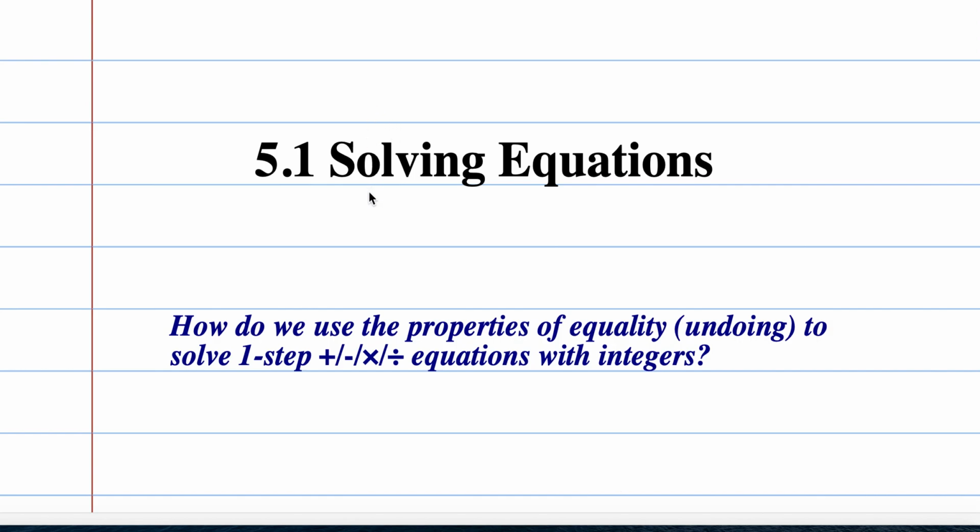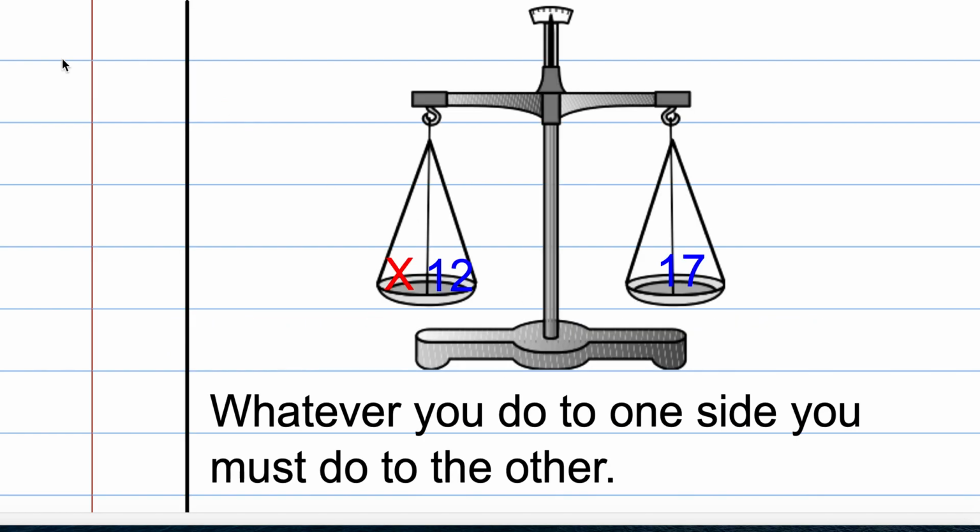5.1, solving equations. How do we use the properties of equality, undoing, to solve one-step add, subtract, multiply, and divide equations with integers? Whatever you do to one side, you must do to the other. It's like a balance. If I take 12 off of this side, and I don't take 12 off of this side, the balance would be unbalanced.